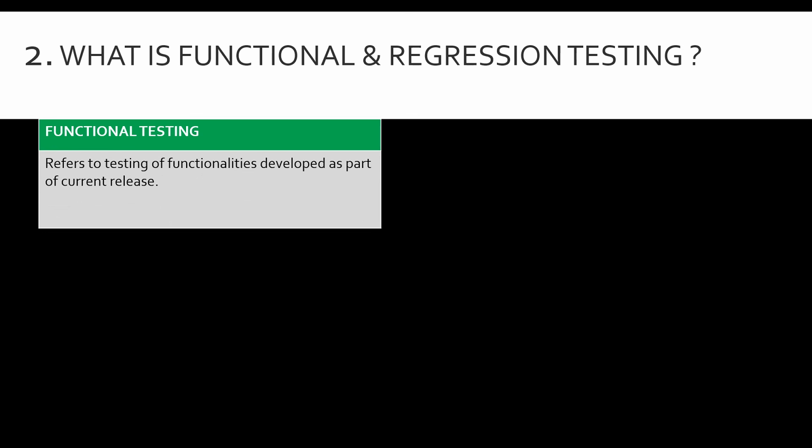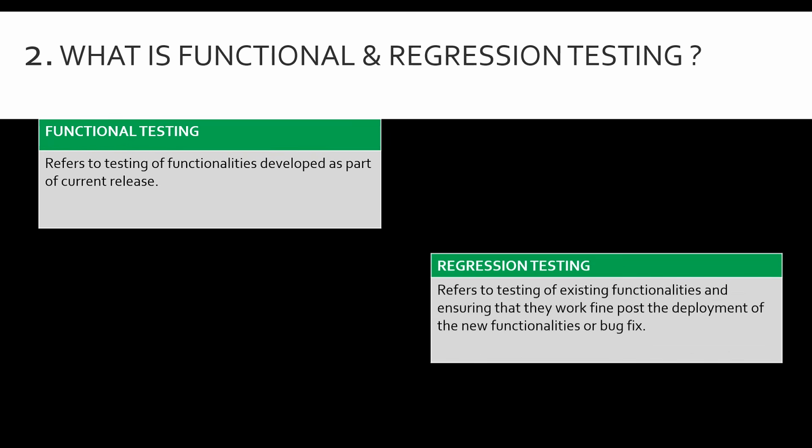Question number 2: what is functional and regression testing? I know there are a lot of different types of testing: sanity testing, load testing, performance testing, etc. But with respect to business analysts, these are the two key types of testing, functional and regression. Let's look at them quickly. First one is functional testing. This refers to testing of functionalities developed as part of the current release. So these are the new functionalities which are delivered, and testing of those functionalities is referred to as functional testing.